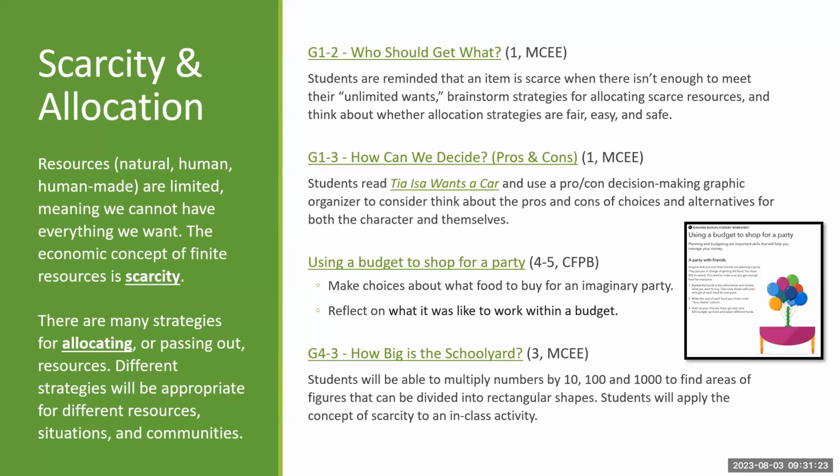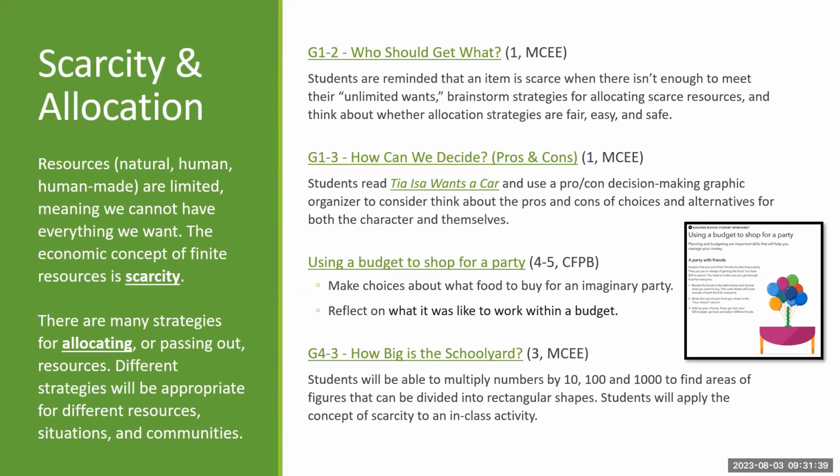Or, you can start by just saying, what do you want to have for the party? And then give them the budget and have them make the adjustments. It's great for group work and just recognizing that it's different to work within a budget. And again, that these resources are scarce.